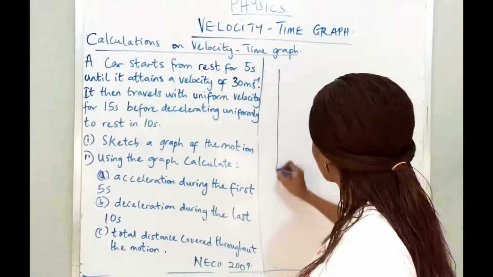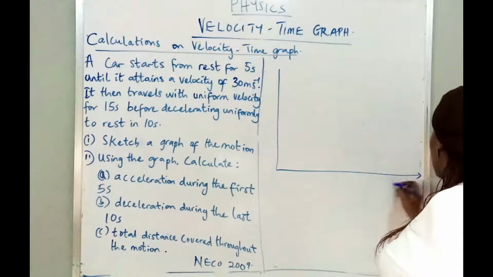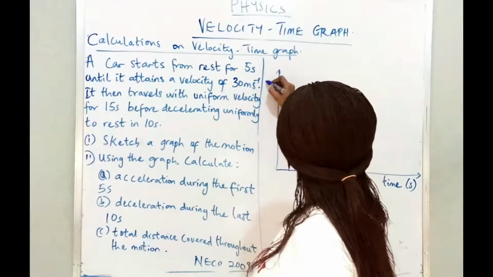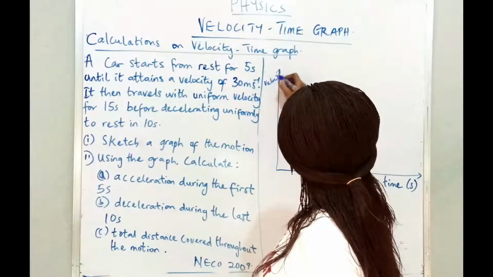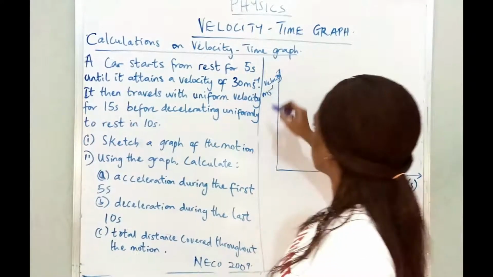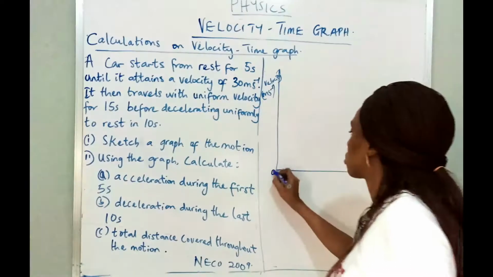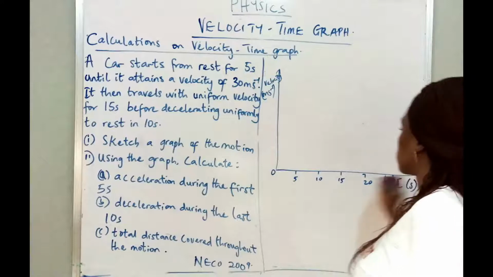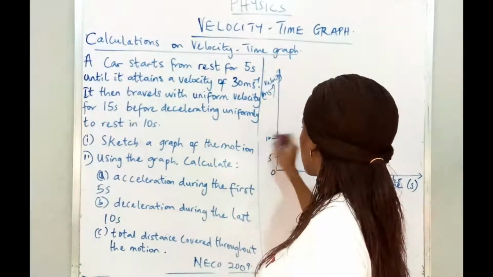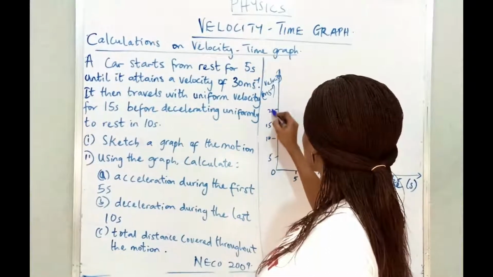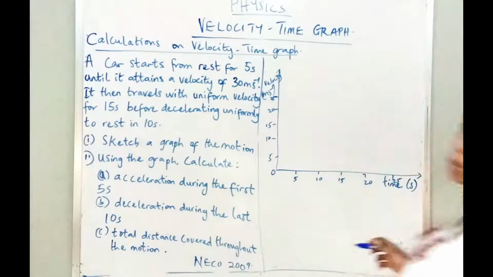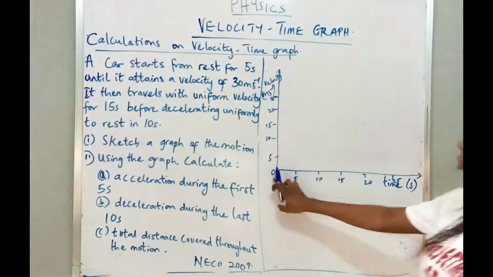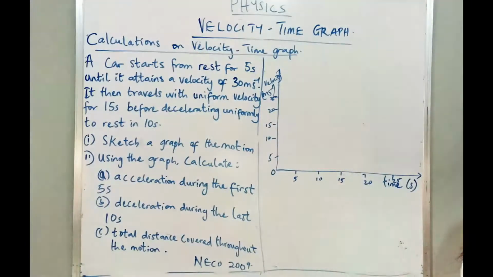The first thing we need to do is to draw our axis. Here is the time. This is time in seconds. Speed or velocity. I've told you that we use them interchangeably. So this is my 0, 5, 10, 15, 20, 25. I'm using an interval of 5 on both axes. You can choose whichever interval you want to use. Here I'm using 5, 5 on both axes. That means from here to here, 5, from here to here, 5, and so on.